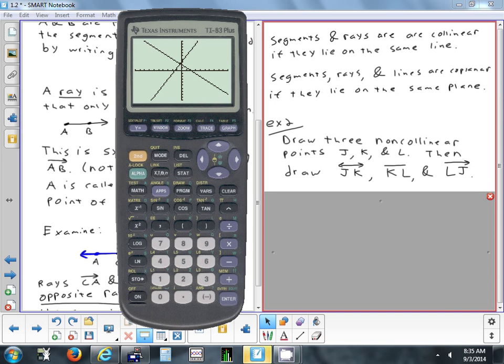Okay, so here's one where I want you to draw something. All right? These questions, some people have a little bit harder time with because they have to actually draw, sketch something. So I want you to draw 3 non-collinear points, J, K, and L. And then I want you to draw this, the second one, and the third one. Okay. How do we pronounce the first one? What am I asking you to draw there? Yep. Line JK.